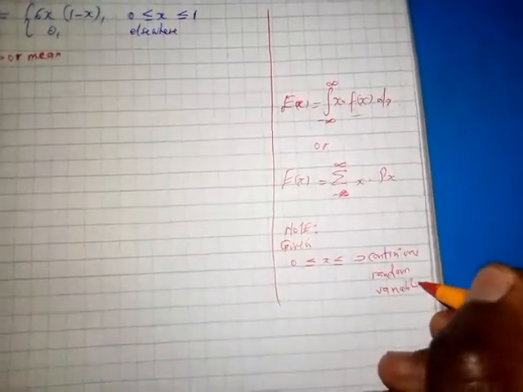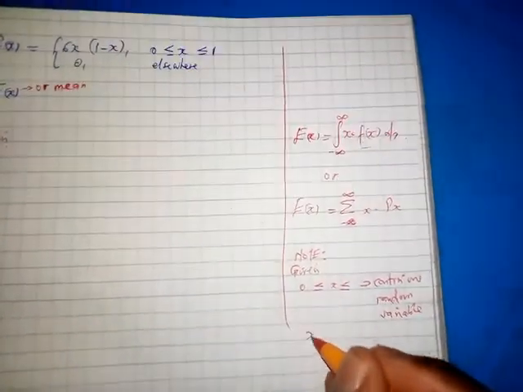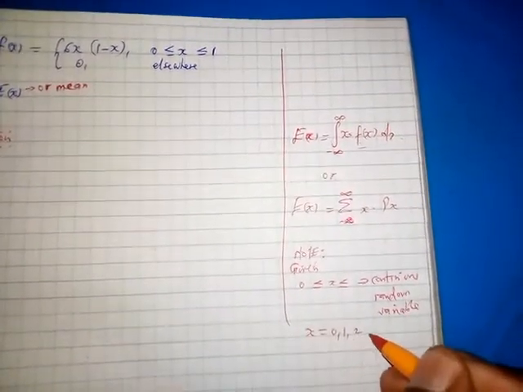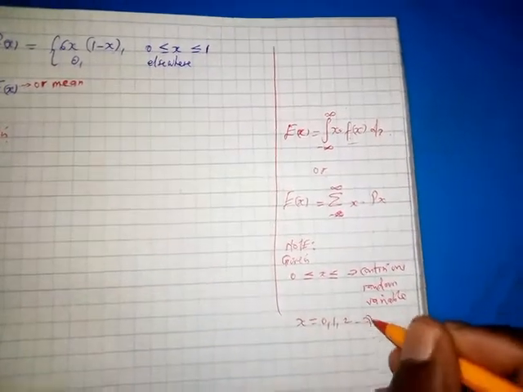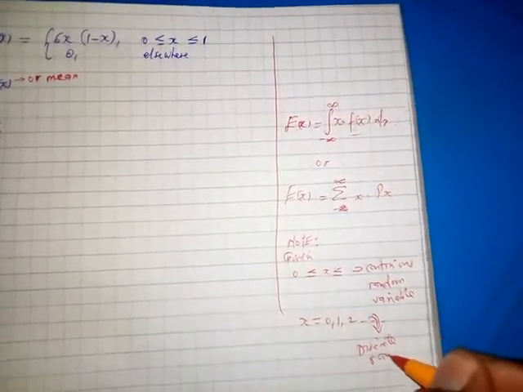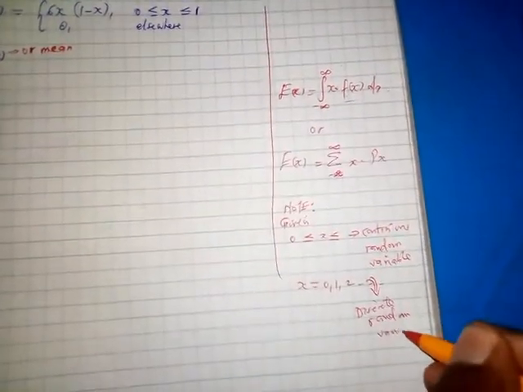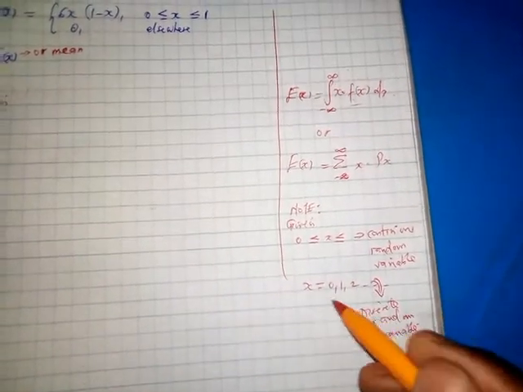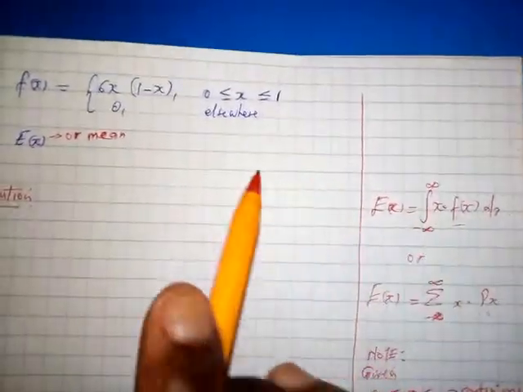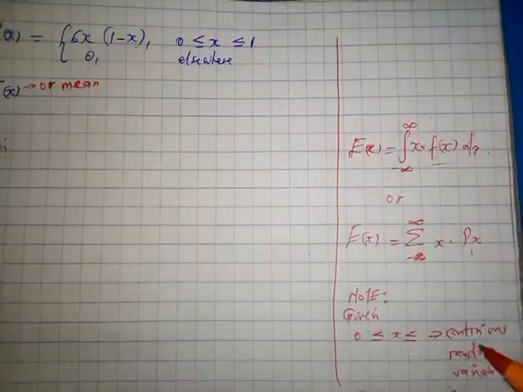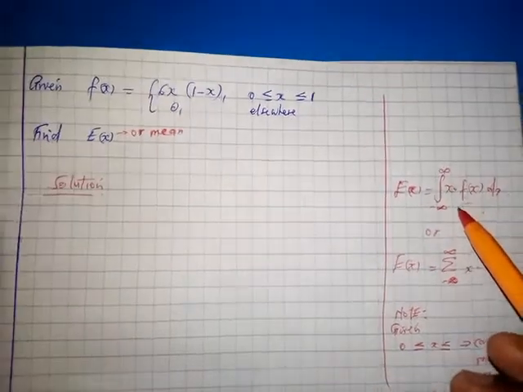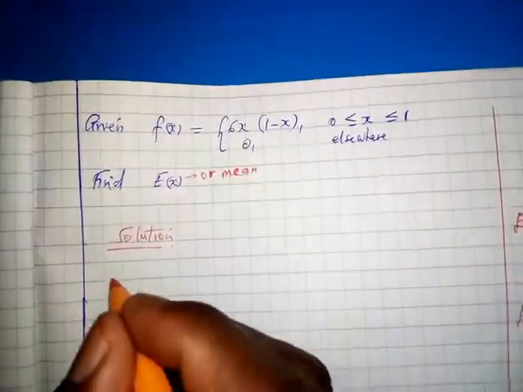And when we are given x, maybe x equal to 0, 1, 2, and it continues that way, then this indicates it is a discrete random variable. When it's a discrete random variable, you use this one. And for our case, we have this interval, so it's a continuous random variable. We shall use the other one, for integration. So from definition, hope you're together.